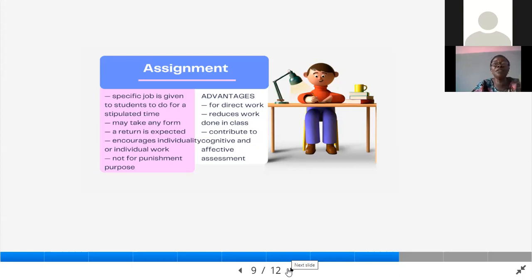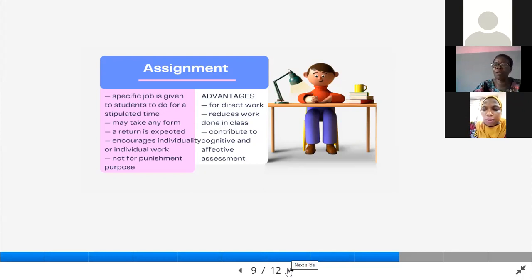Now, the disadvantage of the assignment type of question is that for direct work, the child is going to do that thing directly on her own. It's going to reduce work done in class. Now, this one, I want you to go and do at home, because you know that you will not be able to cover everything in class. You want students to also go and discover, find out more about this, and do it at home. That is an assignment. You're not trying to punish that child.